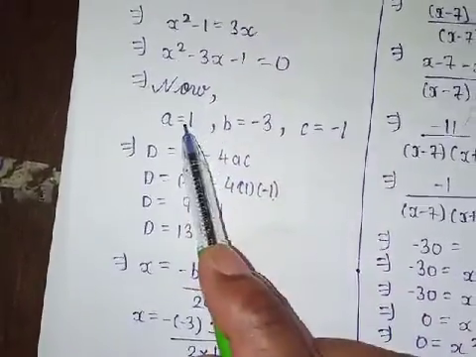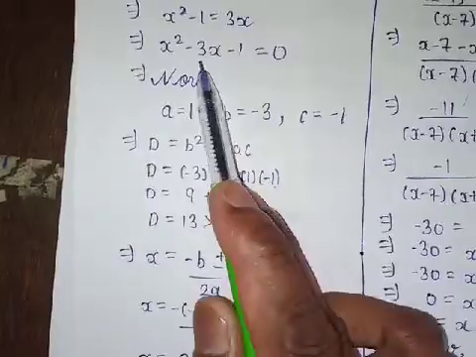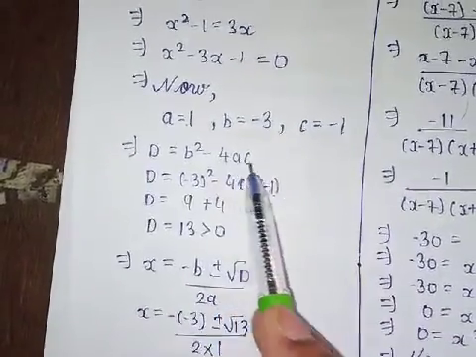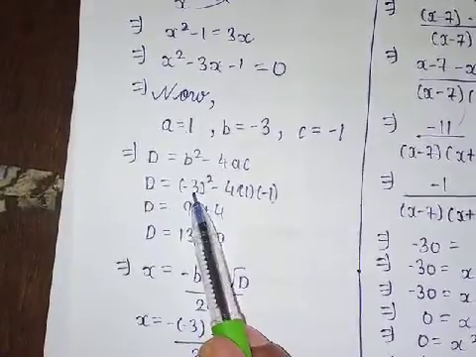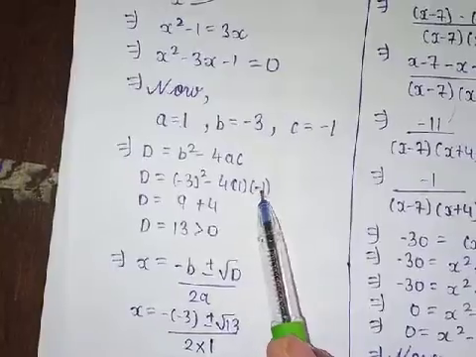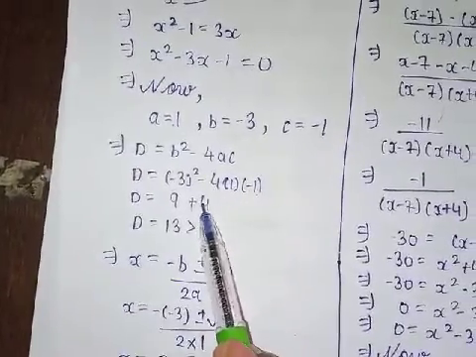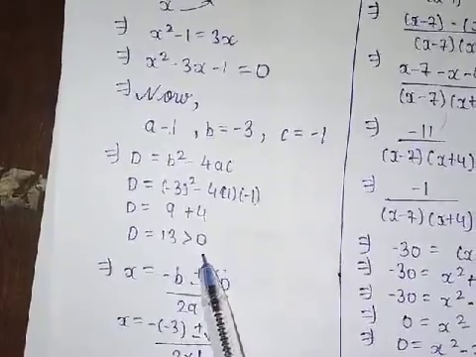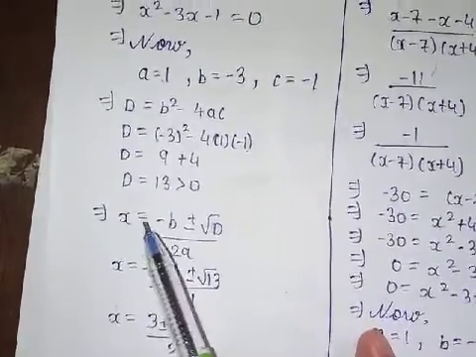So coefficient of x square is a, coefficient of b is minus 3 and c is also minus 1. So d is equal to b square minus 4ac. So d is equal to minus 3 square minus 4 into 1 into minus 1. Minus 1 into minus is plus 4. 3 3s are 9. 9 plus 4, 13. So which is greater than 0. Now we'll find the root.